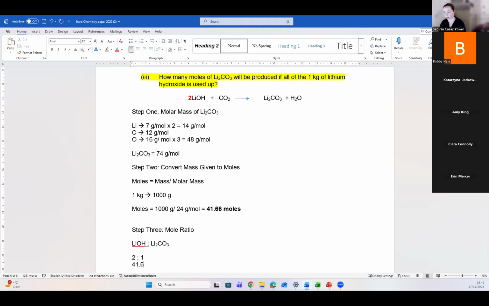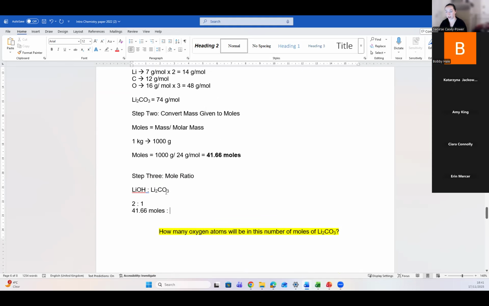So again, it's actually going to be the exact same thing. We have 41.6 moles lithium hydroxide, and we're going to divide that by 2 to get my moles of lithium carbonate. So what I'll have there is 20.83 moles. Because if I had 2 moles of lithium hydroxide, I'd form 1 mole of lithium carbonate. But I have 41.66 moles, so I should form 20.83. And that's my final answer for that one.